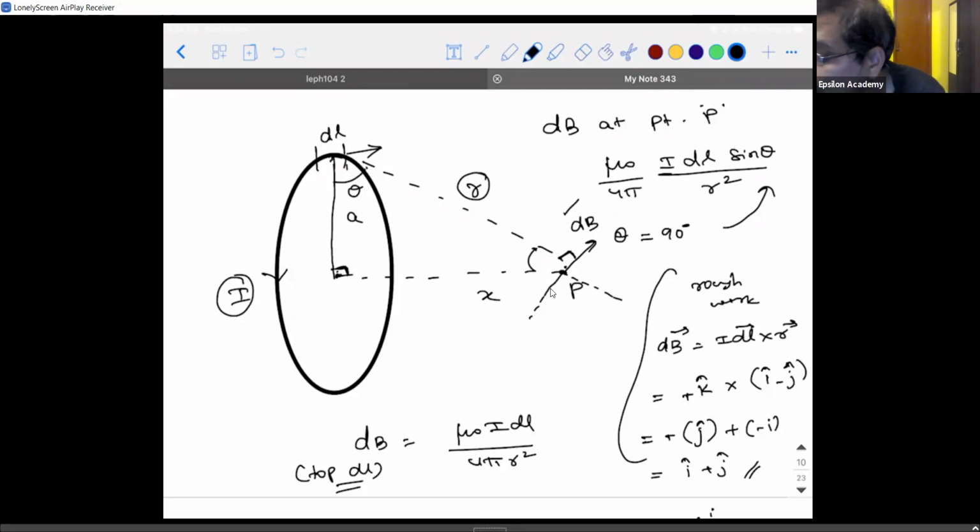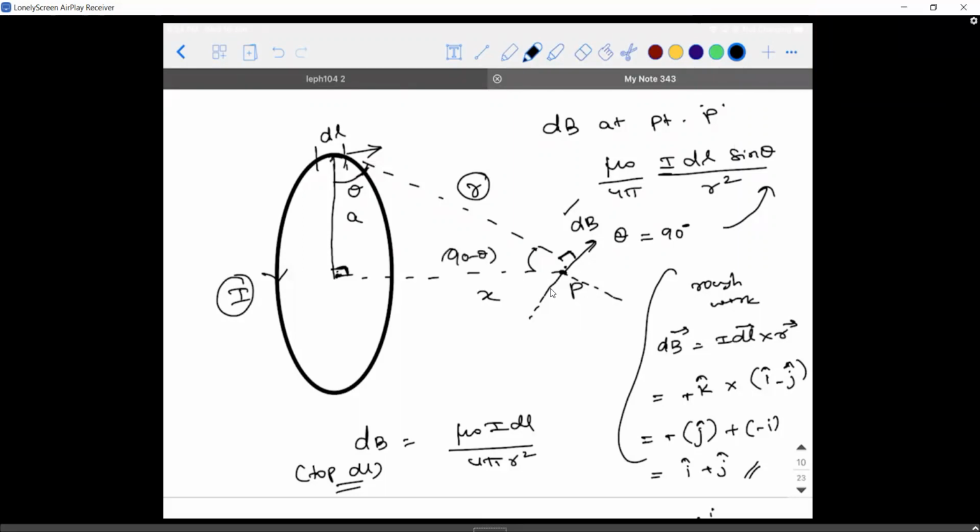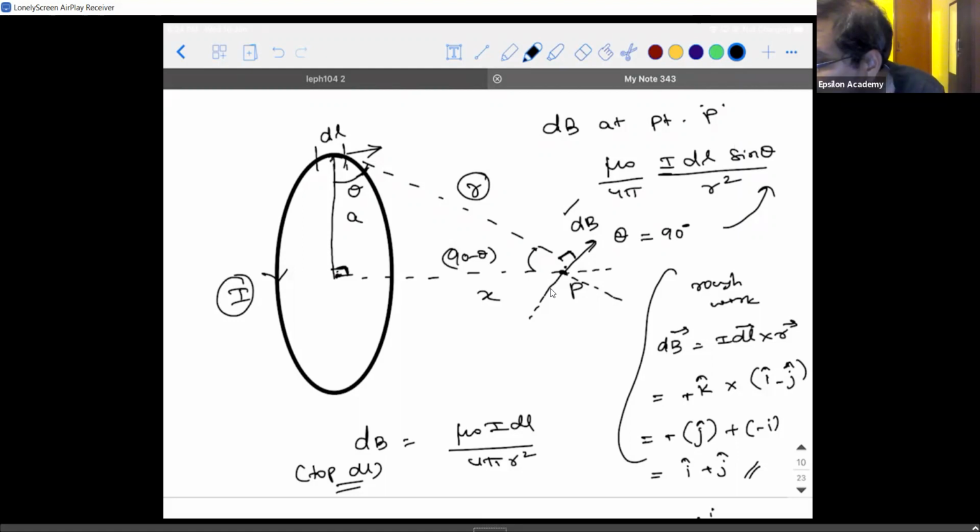So this angle is taken as theta. Is it not 90 minus theta? Yes, sir. It is 90 minus theta. Now I will draw something like this. So I'll extend this line. So if this is 90 minus theta and this is 90, then how much is this angle?